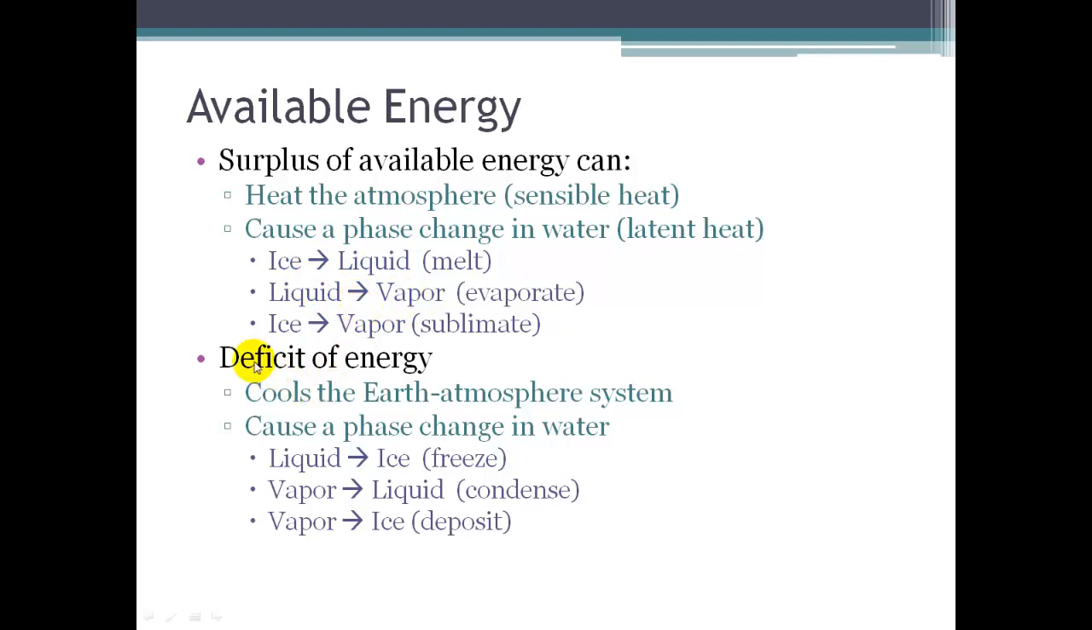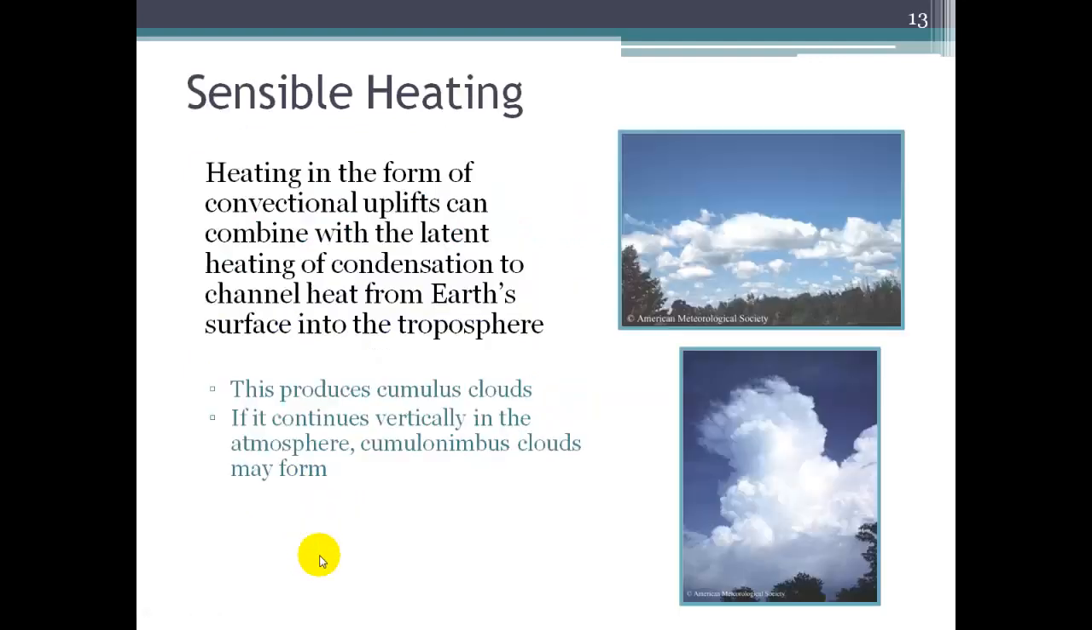And then if we have a deficit of energy in our net available energy, a deficit of sensible heat, and so things cool off, the phase change in water can still happen because going in these directions, from liquid, say, to ice for freezing, it gives off latent heat. So for vapor to become a liquid through the process of condensation gives off latent heat, and so on.